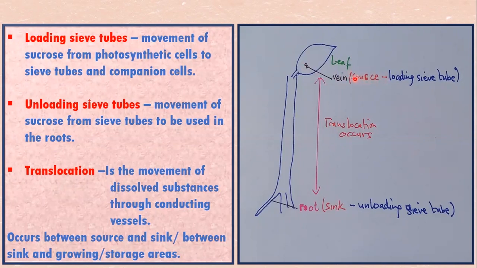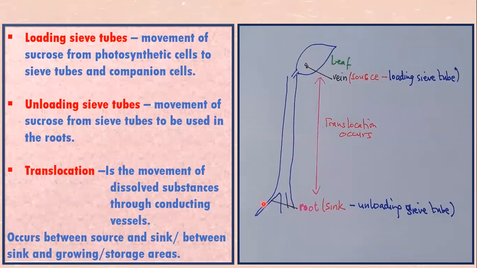So the source is usually the loading points. Also here, another term, unloading sieve tubes. Unloading sieve tubes means movement of sucrose out of sieve tubes into cells to be used. And unloading sieve tubes usually occurs at the sinks.